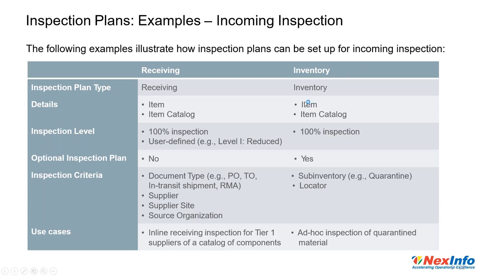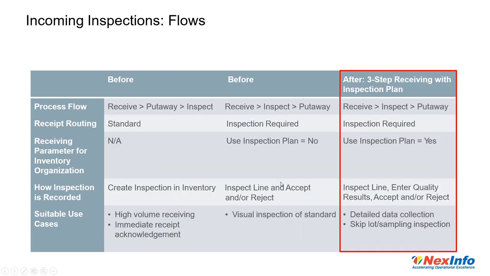On the inventory side, as I said earlier, it was 100% item and item catalog based, 100% inspection. It was optional because it was launched as a post process for all the finished goods which were produced, as well as to review the MRP inventory. The inspection plan was tied to sub inventories and locators, and it was used for ad hoc inspection of quarantined material. So this would answer your question, Malari.